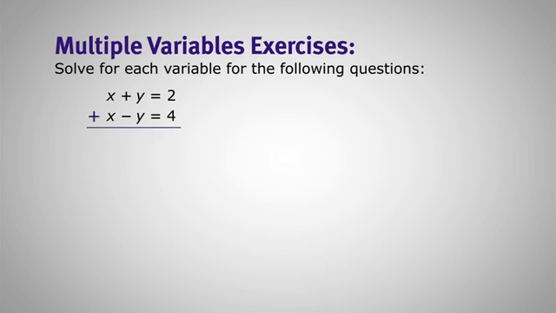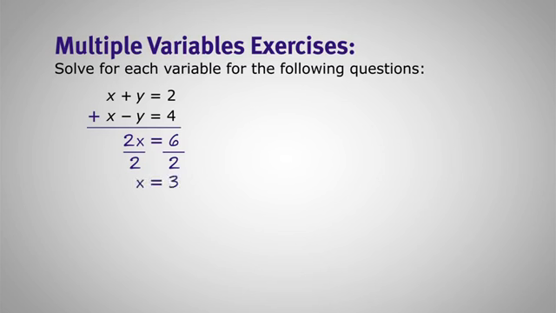When we add our x terms, we get x plus x equals 2x, y plus negative y equals 0, so those cancel out. And then on the other side of the equal sign, we have 2 plus 4, which equals 6. Now our equation reads 2x equals 6. We've reduced it to one equation with one variable. Divide both sides by 2 to get our answer, x equals 3.